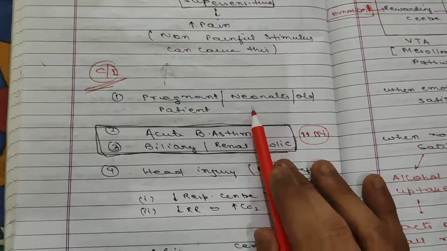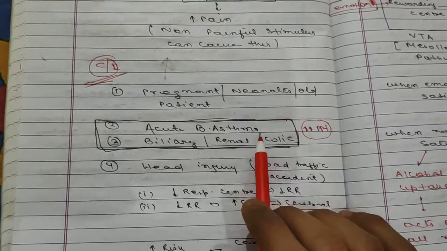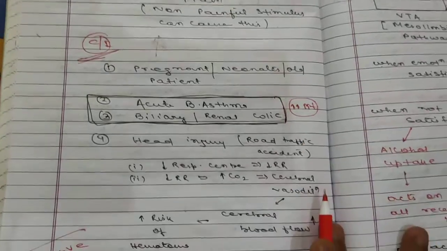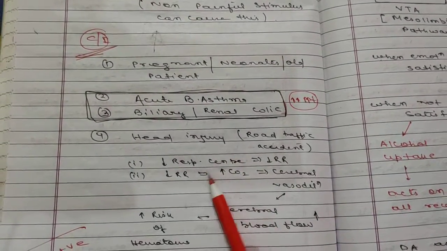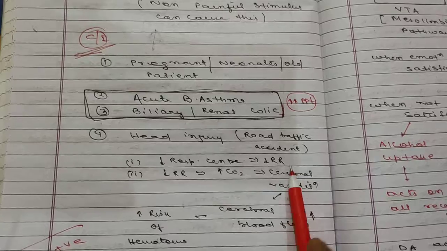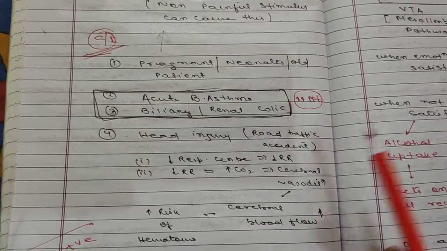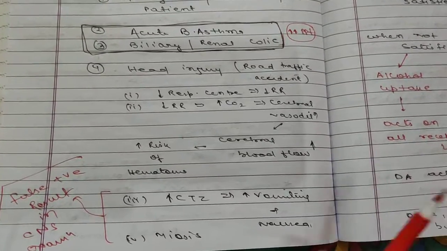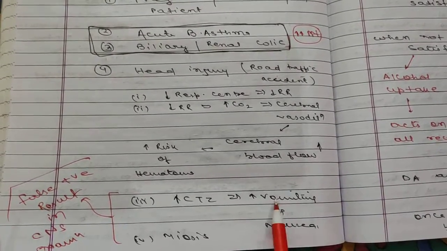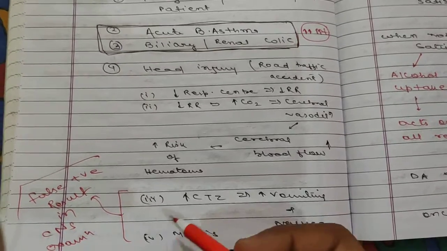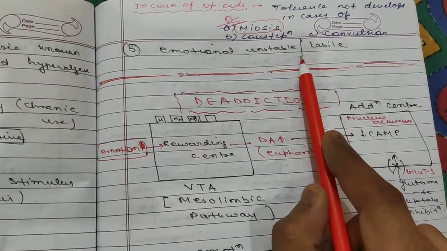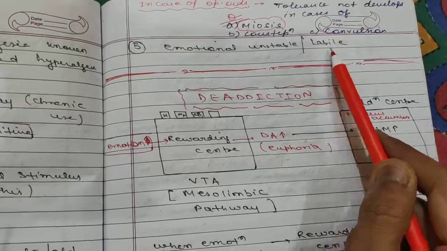What are the contraindications? Pregnant, neonates, and old patients. Acute bronchial asthma, biliary and renal colic, because of the increased chances of precipitation of these conditions. Then head injury, because it can suppress respiratory center. Then respiratory rate will decrease, CO2 will increase, so that will lead to vasodilation, increased cerebral blood flow, and that can increase the risk of hematoma. And also it stimulates CTZ, so vomiting and nausea will be there, meiosis will be there. So in those conditions, morphine is contraindicated. Okay, and the last is your emotional instability. In this case also it is contraindicated.